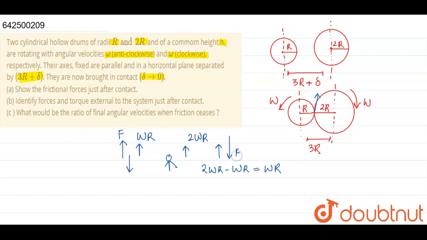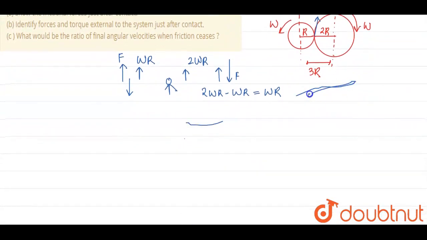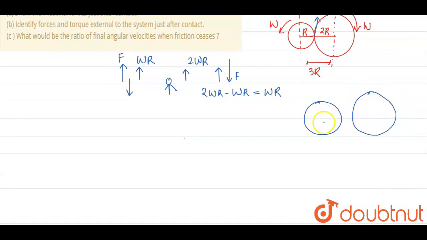So let's again draw these drums and try to understand what is happening. Okay, so we have this drum and we have this bigger drum, and for this the force is in this direction, F, and for this the force is in this direction, F. Frictional forces, right? So now we can see these forces are opposite, but their magnitude will be equal because of Newton's third law.